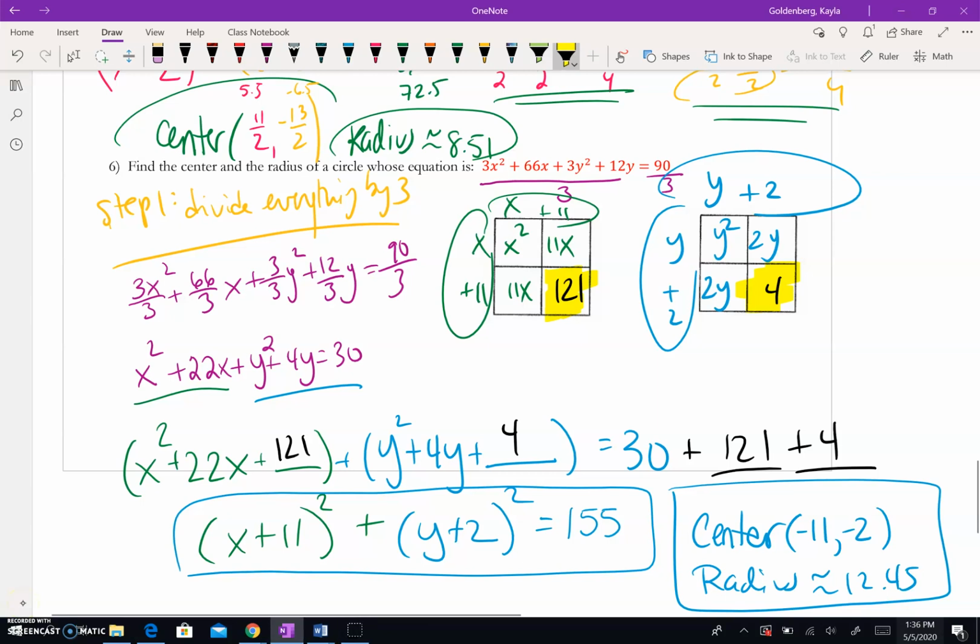Okay, so over here I showed my first step of dividing everything by 3. Notice you want to do each piece, each term divided by 3, so focusing on your coefficients. I've got my squares over on the side, and to complete the square I had to add 121 and 4. Notice you have to also do that on the right side. I've got my final answer and my center, my radius rounded.